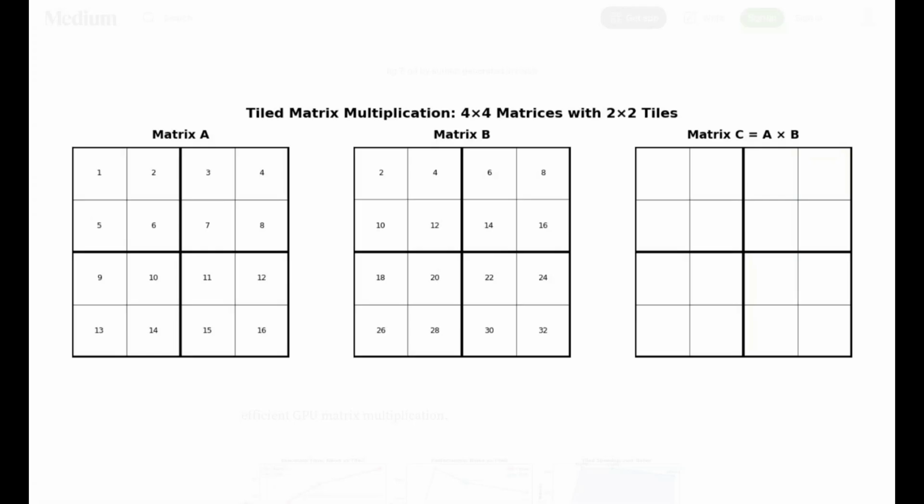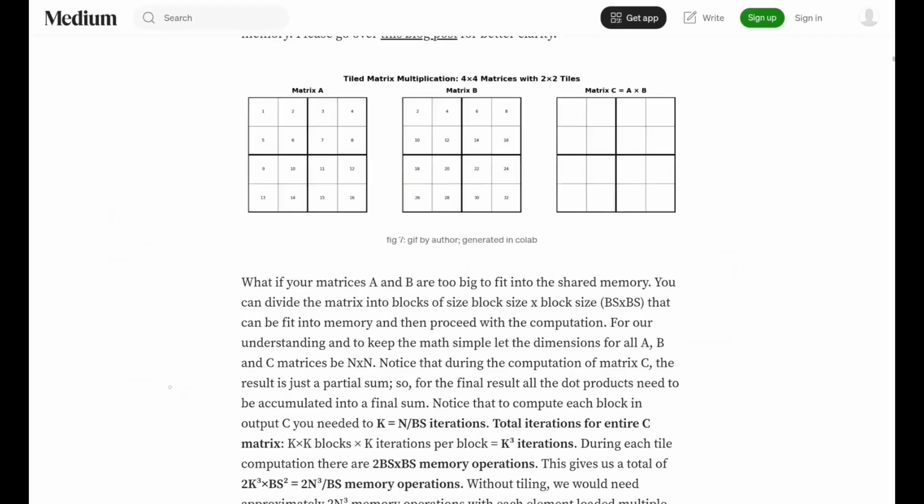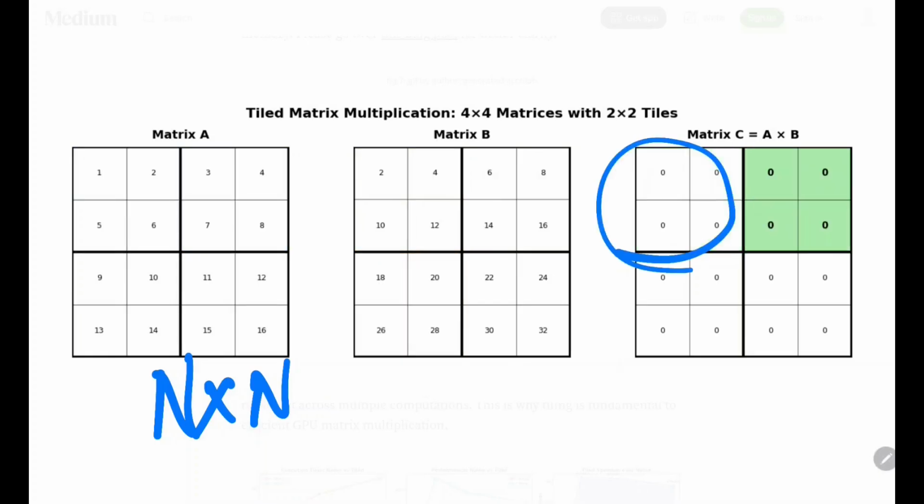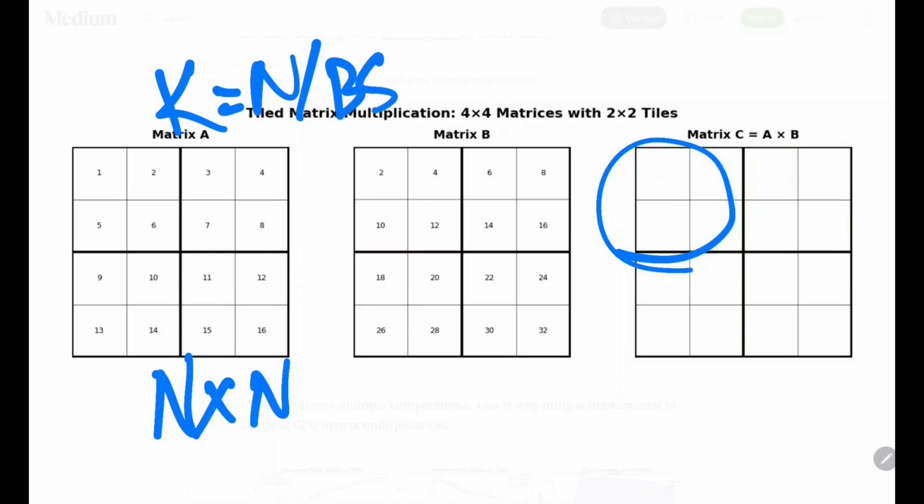For our understanding and to keep the math simple, let the dimensions for all A, B and C matrices be n cross n. Notice that during the computation of matrix C, the result after multiplying a single block of A and B is just a partial sum for C. So for the final result, all the blockwise dot products need to be accumulated into a final sum. To compute each block in output C, you need k equals n by block size iterations.